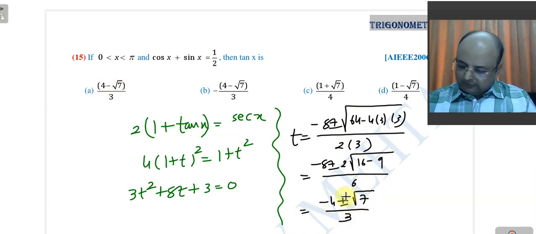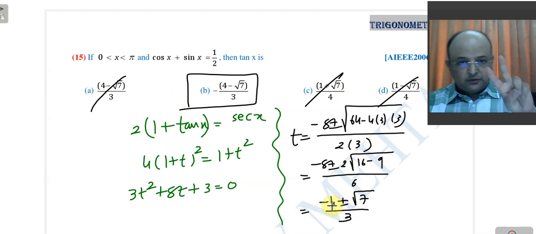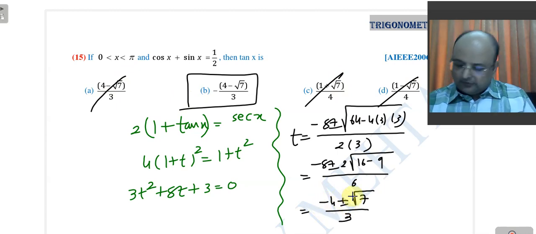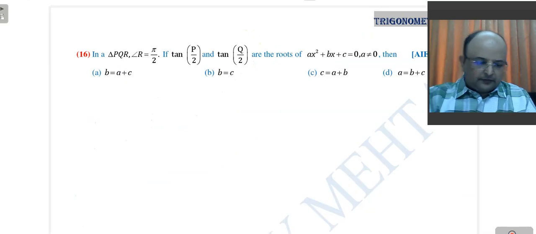4 minus root 7, this is not possible. These two were not there anyway. So this is the answer. Let's see, if I choose minus 4 plus root 7. Yes, I told you two options came but only one option is given. Minus 4 plus root 7. Done? Okay. So that is your question number 15.